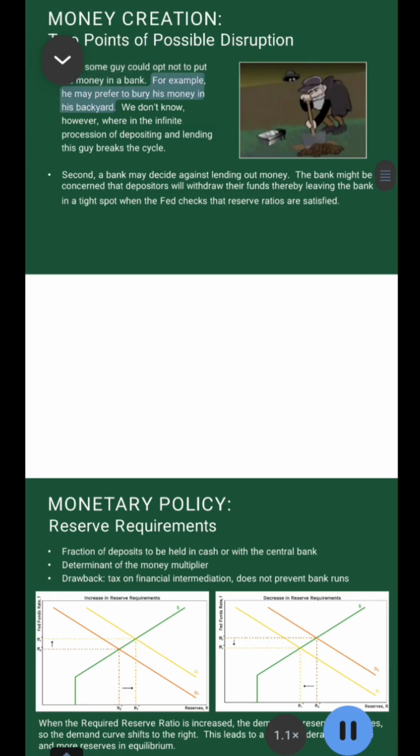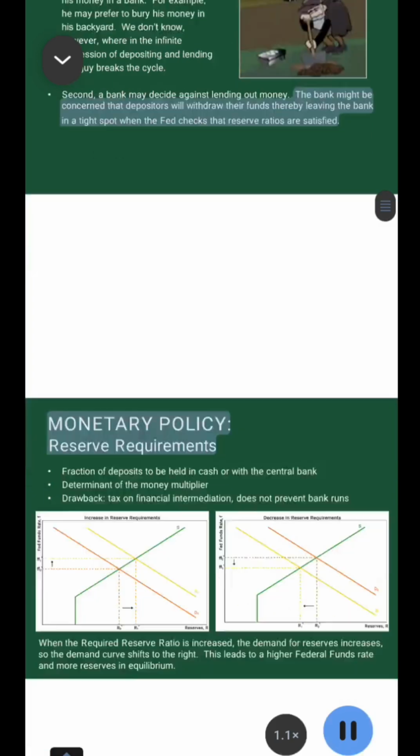First, some guy could opt not to put his money in a bank. For example, he may prefer to bury his money in his backyard. We don't know, however, where in the infinite procession of depositing and lending this guy breaks the cycle. Second, a bank may decide against lending out money. The bank might be concerned that depositors will withdraw their funds, thereby leaving the bank in a tight spot when the Fed checks that reserve ratios are satisfied.